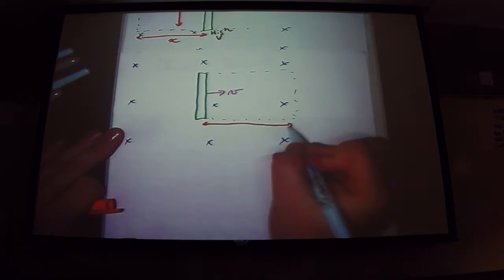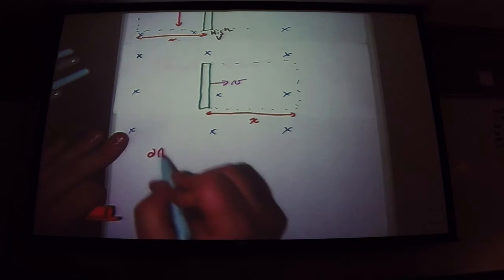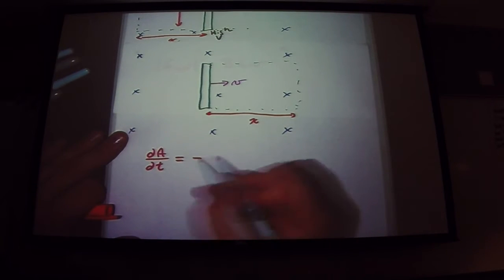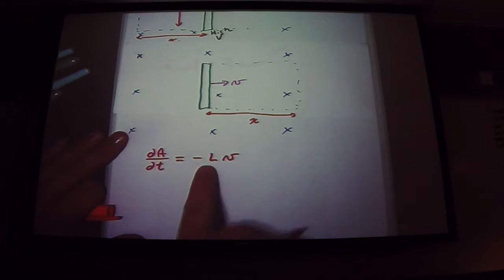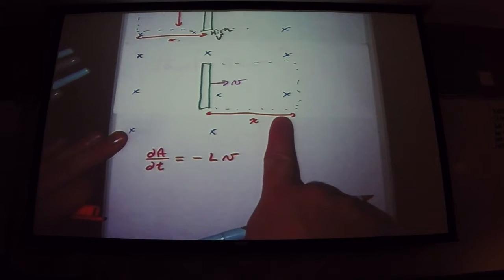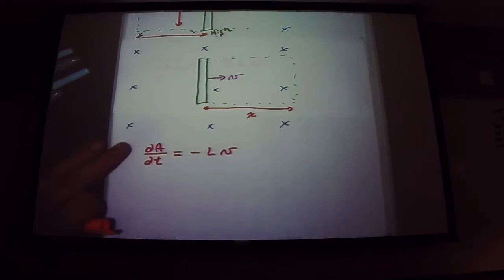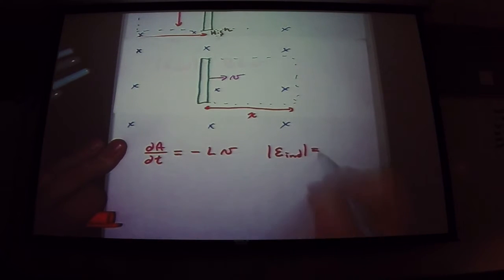Now, we can do the same thing we did before, except this time I'm going to define this x right here. My dA/dt would almost be the same, except in this case it would be a negative sign. So it's minus LV, because with minus L, dx/dt is negative v, because that distance is decreasing. So I get a negative sign there. But that still wouldn't matter for this. The absolute value of the induced EMF is still BLV. In other words, it's the same result here.